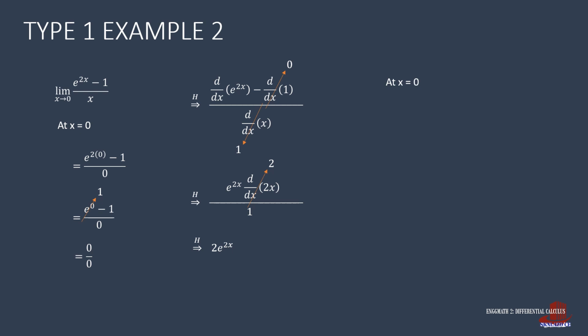Plug x as 0, so we get 2 times e raised to 2 times 0, which in turn becomes 2 times e raised to 0. And again, e raised to 0 is 1. Thus, we can say that the limit of e raised to 2x minus 1 upon x as x approaches 0 is 2.